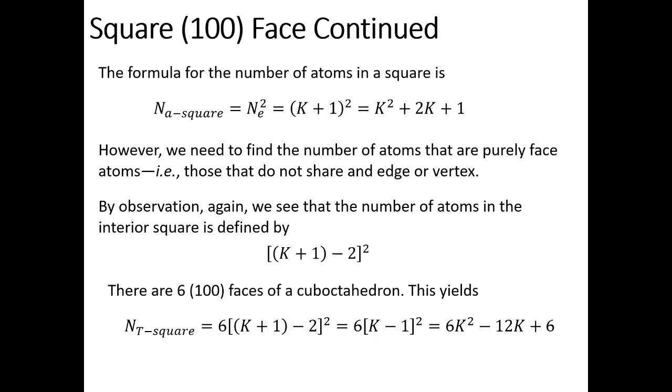All right, so we came up with 2 equations. One is 12, and the other one is 24k minus 24. Now the square face. Again, we don't want edge atoms in it, and we don't want vertex atoms because those are already taken. So we need only what are called pure face atoms, the ones that are only pure. So we take the square. Edge atoms squared is k plus 1 squared, right? However, we need to find the number of atoms that are purely face atoms, those that do not share a vertex or an edge. So this is the brute force method, Dr. Punja. This is just from no equation. Now we got the 9, but we have to take out the 8. So now we have to take out the edges and the vertices. So by observation, we see that the number of atoms in the interior square is always defined by k plus 1 minus 2. Where did I get that?